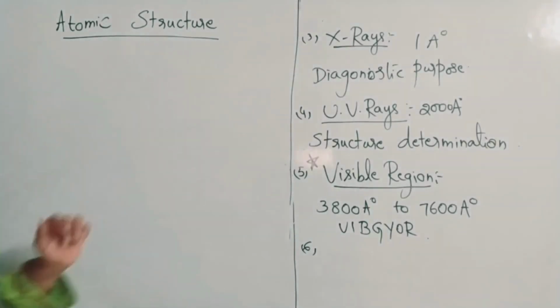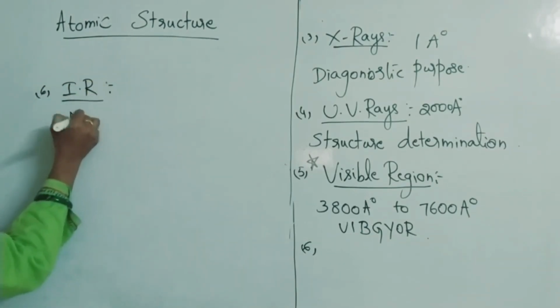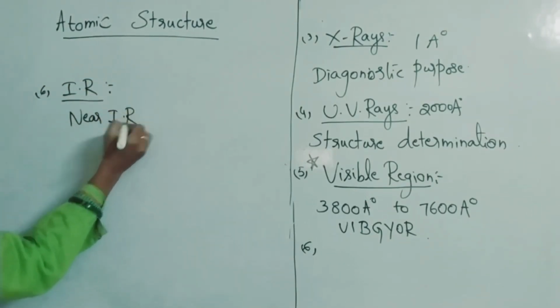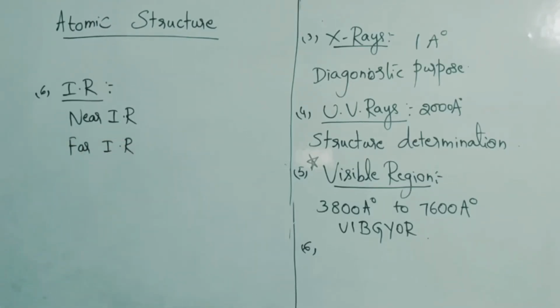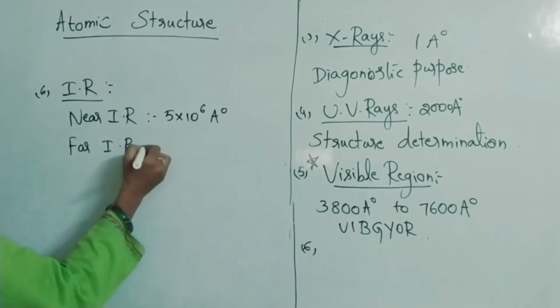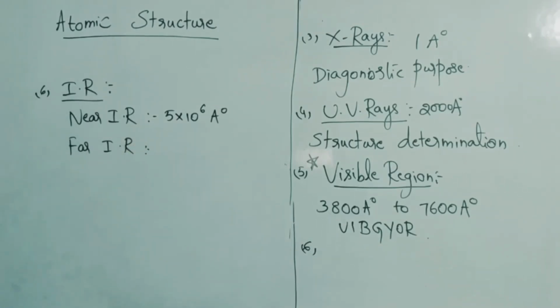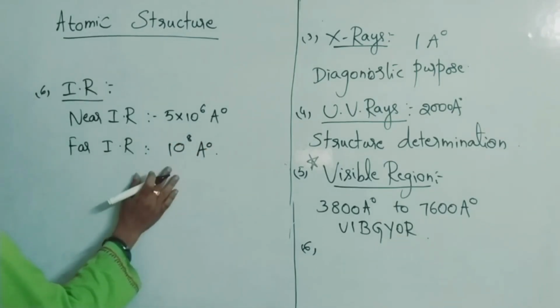So we'll go for the next one. What is that? Infrared radiations, IR. In this you have two types: near infrared, near IR, and far IR. The wavelength range for infrared radiations is about 5 into 10 to the power of 6 angstroms for near infrared, and for far infrared it is almost equal to 10 to the power of 8 angstroms. It is a wavelength range only, not the exact value, please remember.